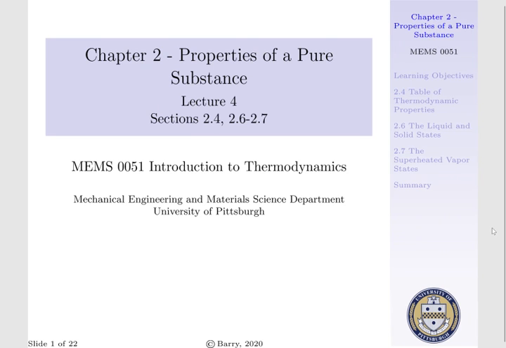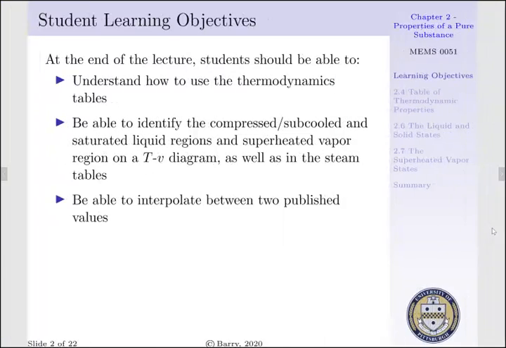Lecture 4 covers sections 2.4 and 2.6 through 2.7. At the end of today's lecture, you should be able to understand how to use the thermodynamic steam tables in the back of our book. You should also be able to identify the compressed and subcooled saturated liquid regions, the saturated vapor and superheated vapor regions on a TV diagram, as well as in the steam tables. And you should be able to interpolate between two published values within our steam tables.